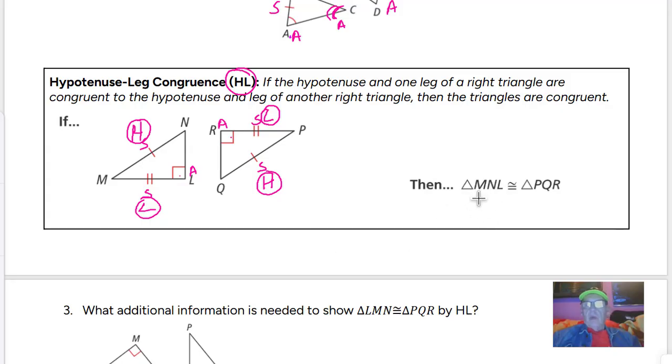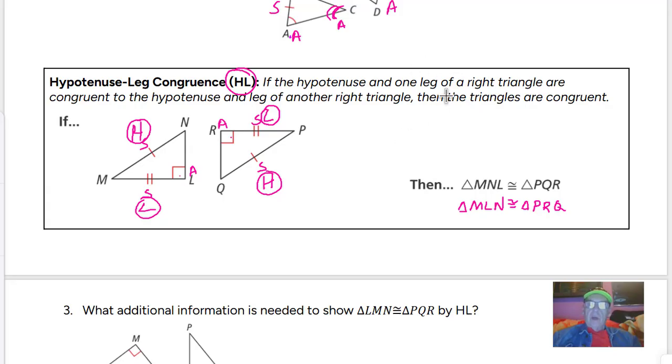So if MNL is congruent to PQR, then we could also say that triangle MLN is congruent to triangle PRQ, as long as I keep the same relative letters in the same corresponding positions. I have different ways of naming the congruence. So another way we have of proving triangles congruent is hypotenuse leg.